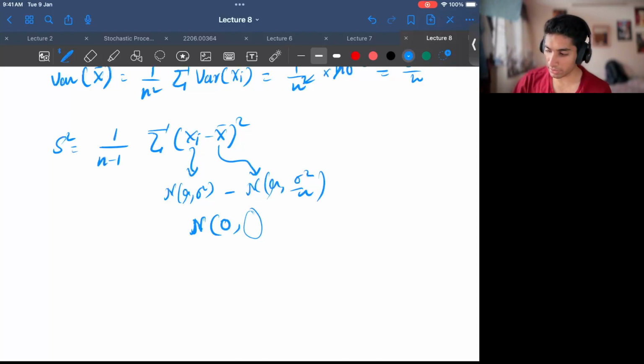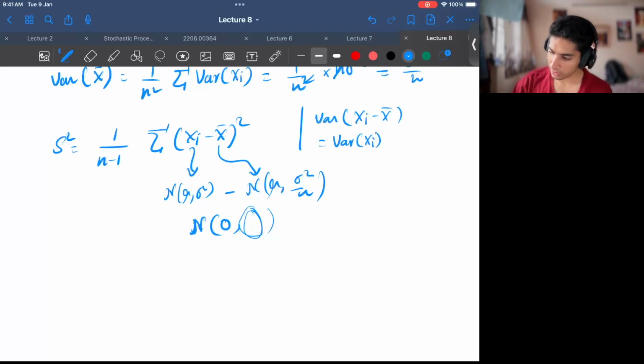So maybe I will leave it as an exercise. Just find out what will be the sigma square. It will not be 1, or it won't be anything trivial. I'll give you a hint: the variance of xi minus x bar will be the variance of xi plus the variance of x bar minus 2 times the covariance of xi comma x bar.